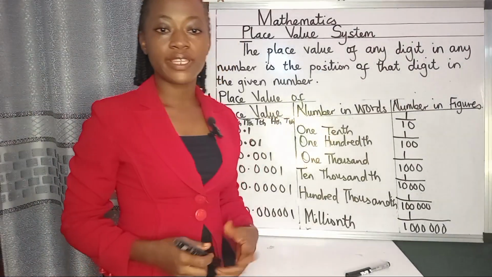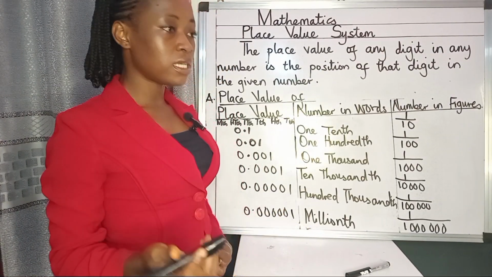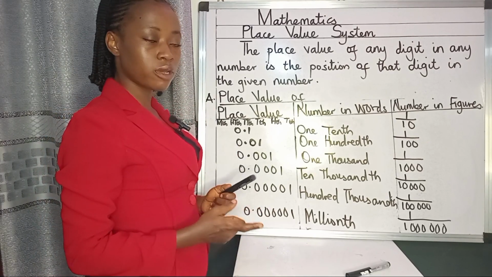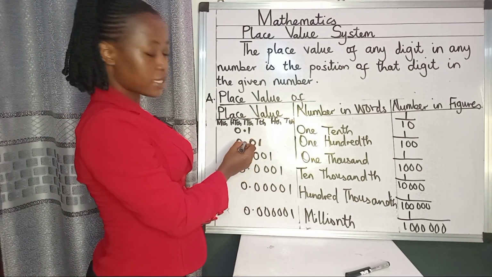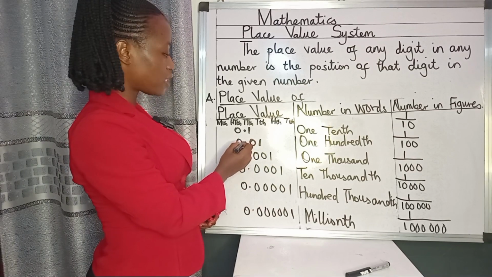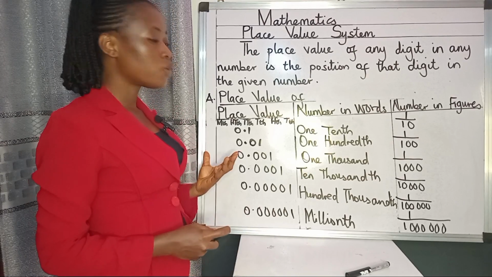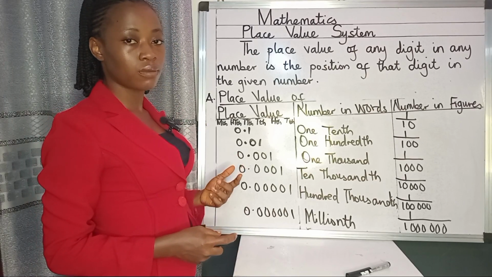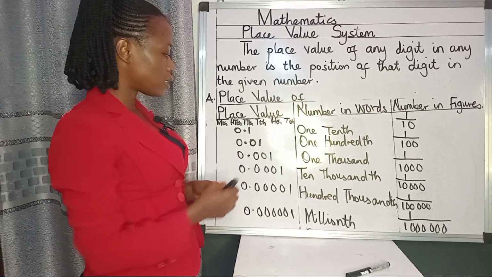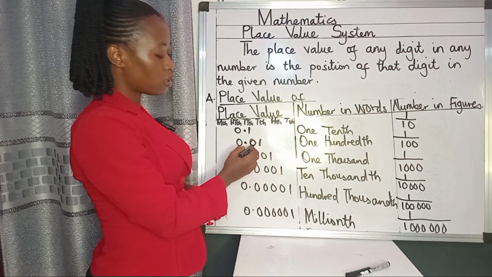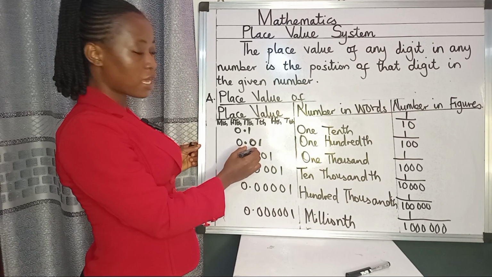All right, guys, for decimal numbers, a decimal number is any number that is written after a decimal point. Like here, this is a decimal point. So any number after this point is known as a decimal number. For the place values of decimal numbers, the first digit after the point, the place value is tenth.